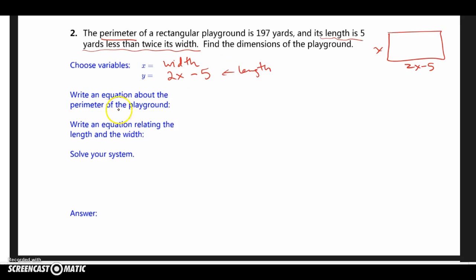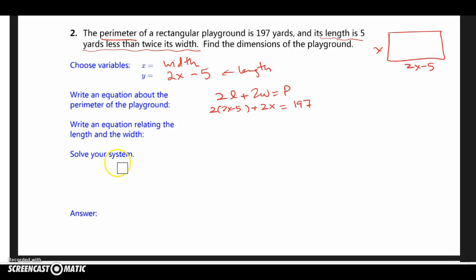Write an equation about the perimeter of the playground. Well, the formula for the perimeter of a rectangle is 2L plus 2W equals P. So 2 times the length, which we said is 2x minus 5, plus 2 times the width, which we said is x, equals the entire perimeter, which is 197. So there's one equation. And actually, in that equation I already substituted in what the length is.